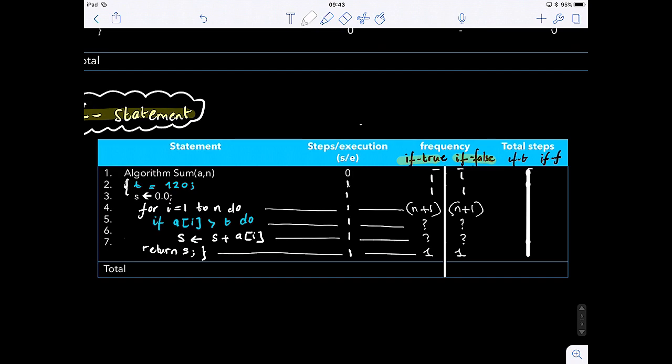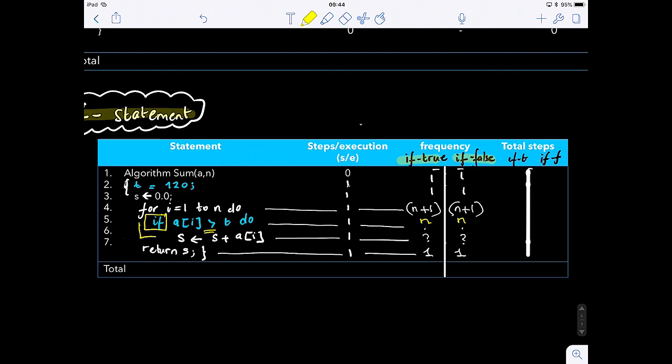Okay, so let's start with a simple case. For this instruction, the if test, it's a test, right? Since it is a test, we always need to perform it. We cannot skip it. So this instruction is nested under the for loop, right? So we need to execute it how many times? N times, whether it's if true or if false. Actually, we need to test it to know whether it is true or false.